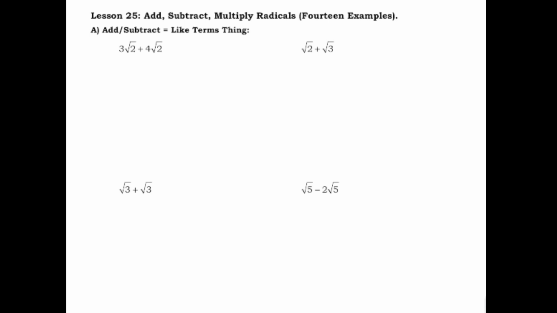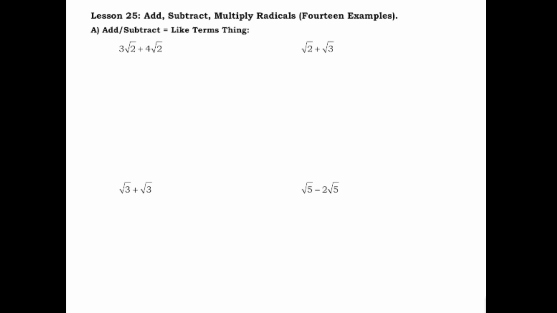Welcome to lesson 25. We're going to add, subtract, and multiply some radical terms. Last time, in lesson 24, we would have one radical and try to simplify it. In this lesson we're going to have two or more radical terms, and the question is, how do we combine them and then maybe simplify? But first, how do you combine these two things?